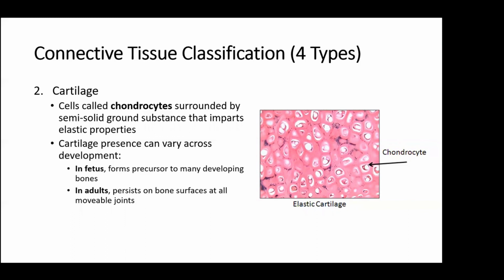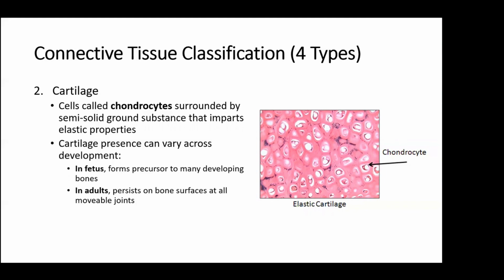How much cartilage you have in your body depends on where you are in your life cycle. One of the cool things about cartilage is that your bones start out as cartilage, which then ossifies. So we start out with cartilage that then gets replaced by bone over time. If you're looking at a fetus, we're going to see a lot of cartilage for those developing bones. We do still see cartilage in adults, like the tip of your nose.